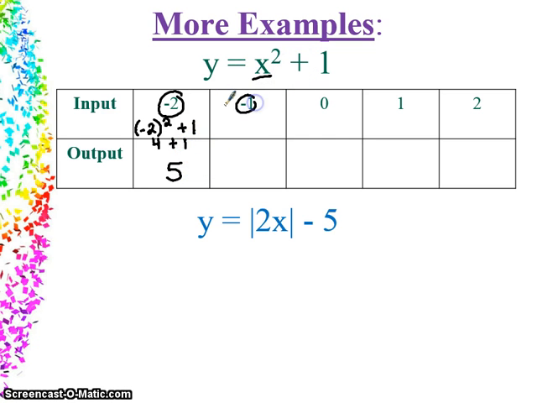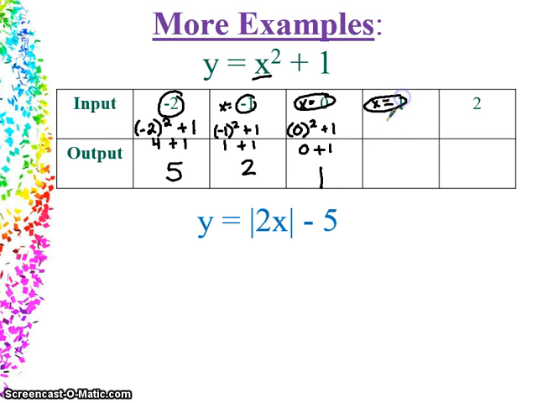Let's do the same thing for x is negative 1. Put negative 1 in for x. We have negative 1 squared plus 1. Well, negative 1 squared means negative 1 times negative 1, which is positive 1, plus 1 more, which is 2. So if I input negative 1, I'll output 2. Let's do x is 0. So I have 0 squared plus 1. 0 squared means 0 times 0, which is 0, plus 1 more, which is 1.